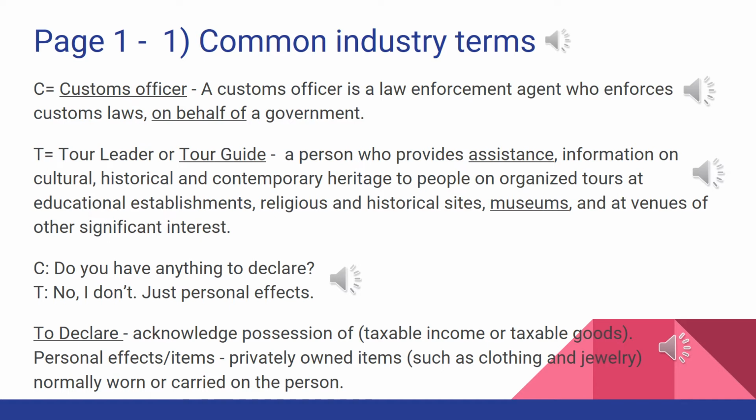Page 1. Part 1. Common industry terms. Customs officer. A customs officer is a law enforcement agent who enforces customs laws on behalf of a government. Tour leader or tour guide. A person who provides assistance, information on cultural, historical, and contemporary heritage to people on organized tours at educational establishments, religious and historical sites, museums, and at venues of other significant interest.